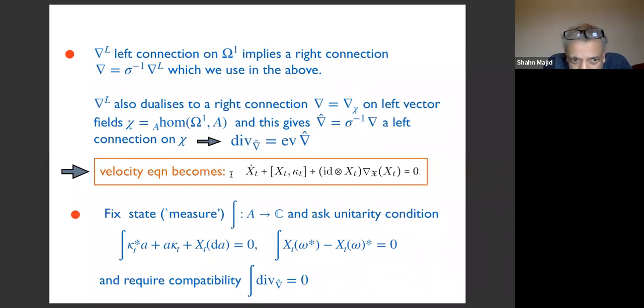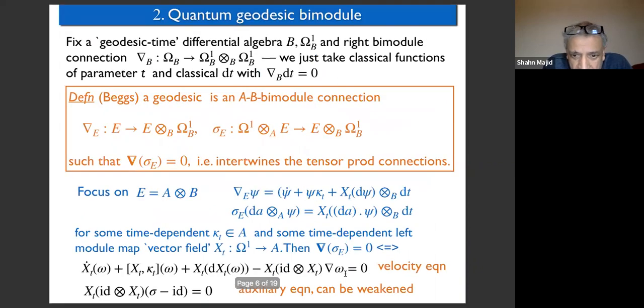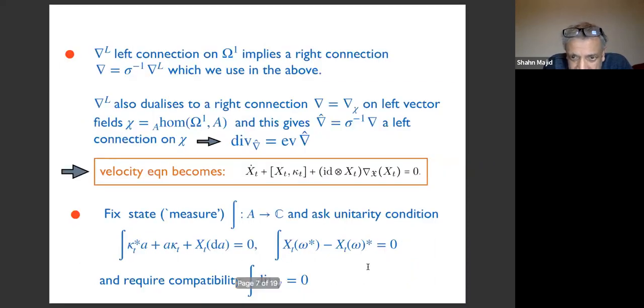In particular, the geodesic velocity equation that I wrote before, which was an equation on all one forms omega, dualizes to this equation here. So requiring this equation on all omega is really a statement about vector fields. And so it just becomes this. So that converts it from a slightly roundabout equation on one forms to an actual equation on the vector field x.